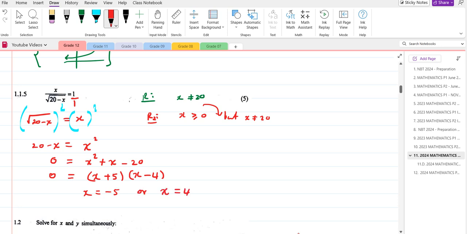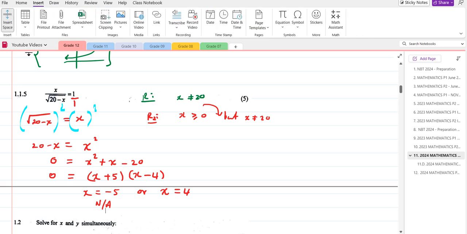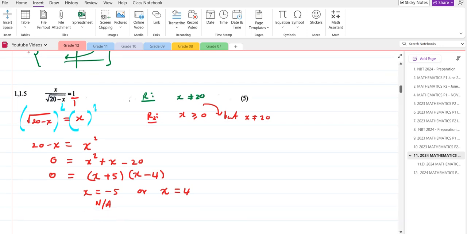Now let's check if both the answers work. If we substitute minus 5 here, the square root of 25 is not equal to minus 5, alright? So that doesn't work. So we're going to say not applicable. If we substitute 4 here, the square root of 16 is 4. That's correct, so that's the only one that works. Anyways, using the restriction, we know that the answer for x has to be positive, so clearly x can't be equal to minus 5.